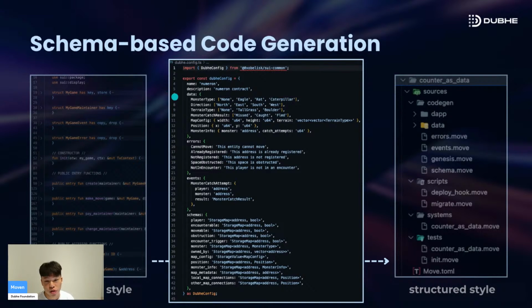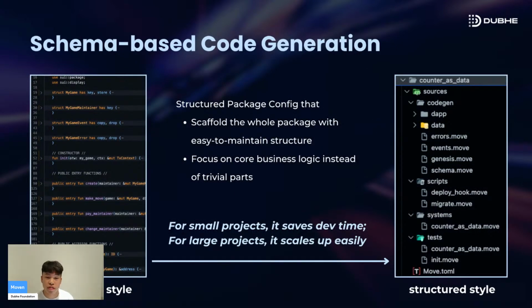One of the best things I want to mention here is that it allows you to customize your on-chain data structure. If you look at this closely, for the map config, you can directly use your self-defined type and wrap it into a 2D vector. This is quite amazing, right? With this configuration, you can use one command from the CLI to generate the exact code base that you can see on the right-hand side. With this, we help developers scaffold the whole package with an easy-to-maintain structure and help them scale up easily.